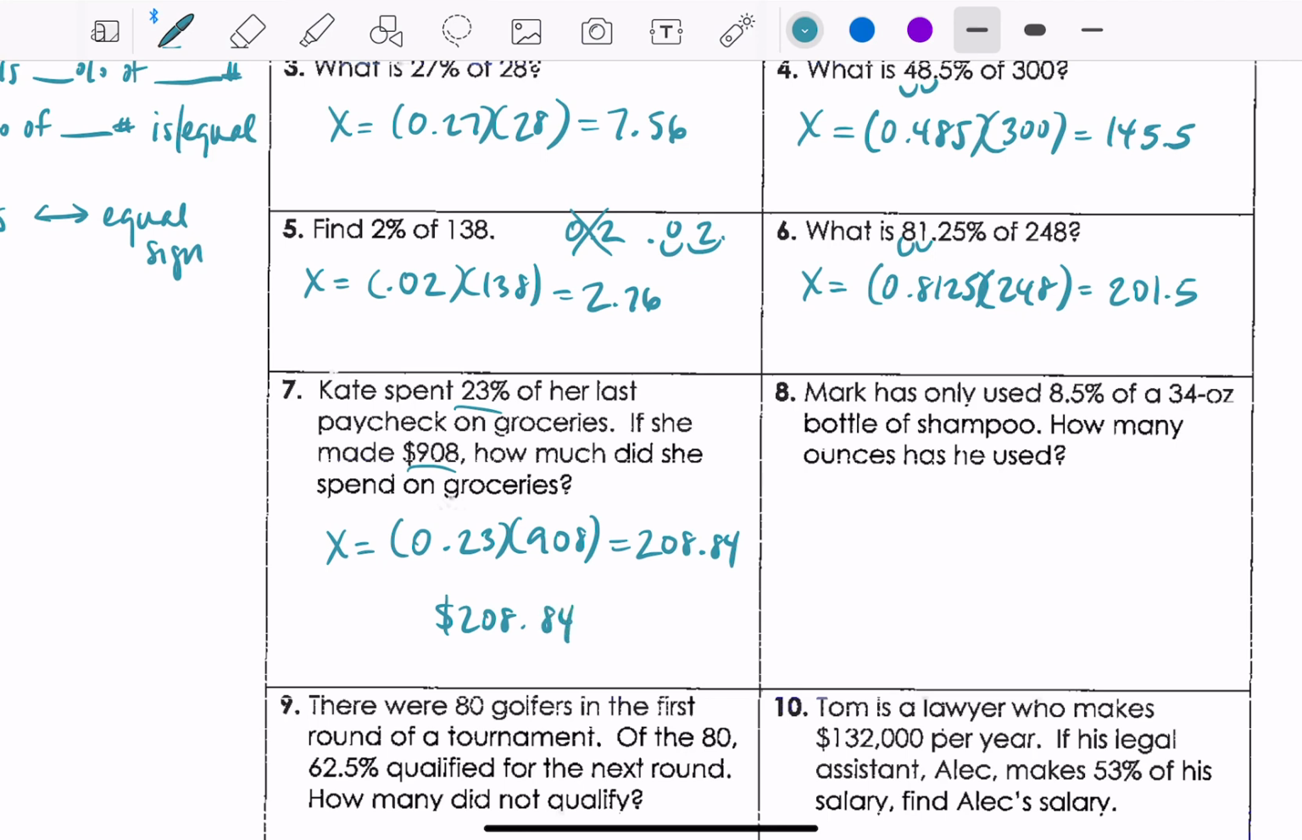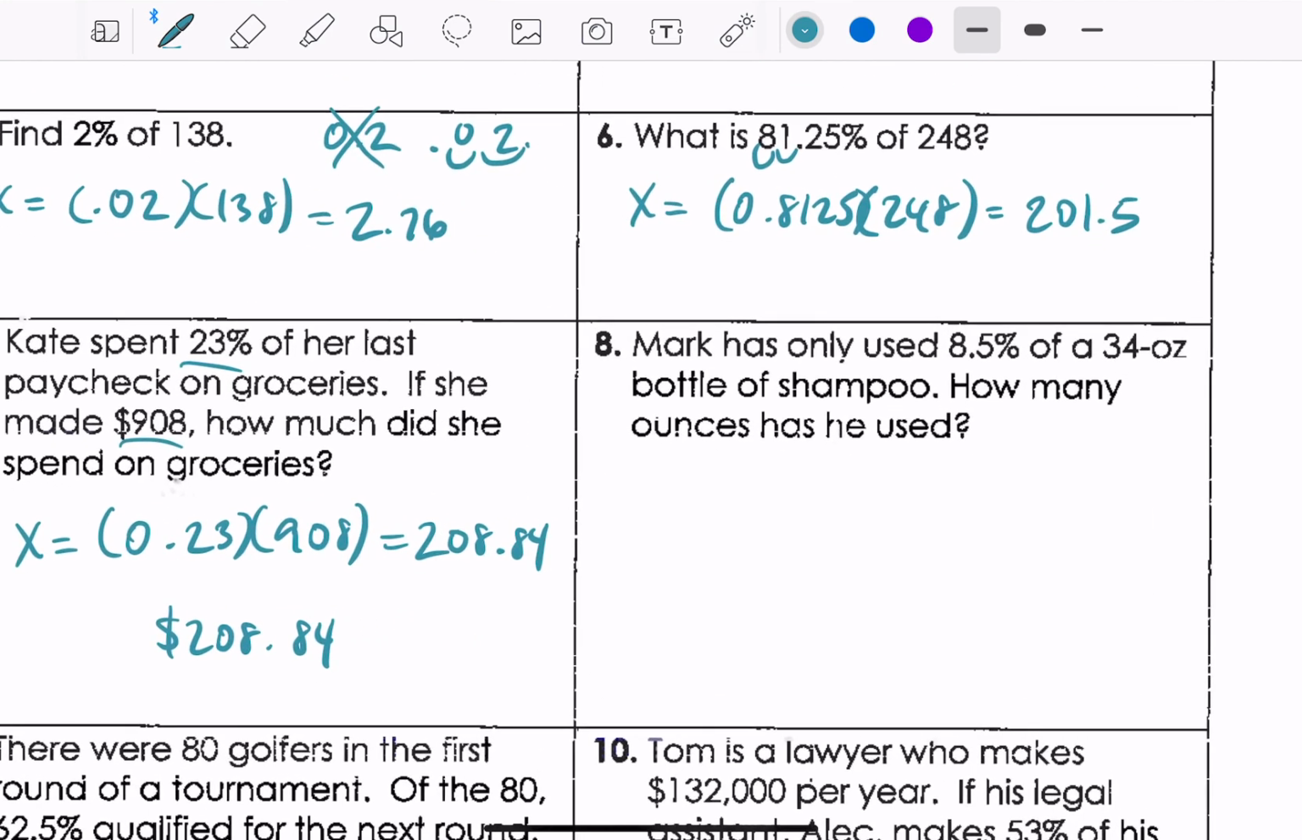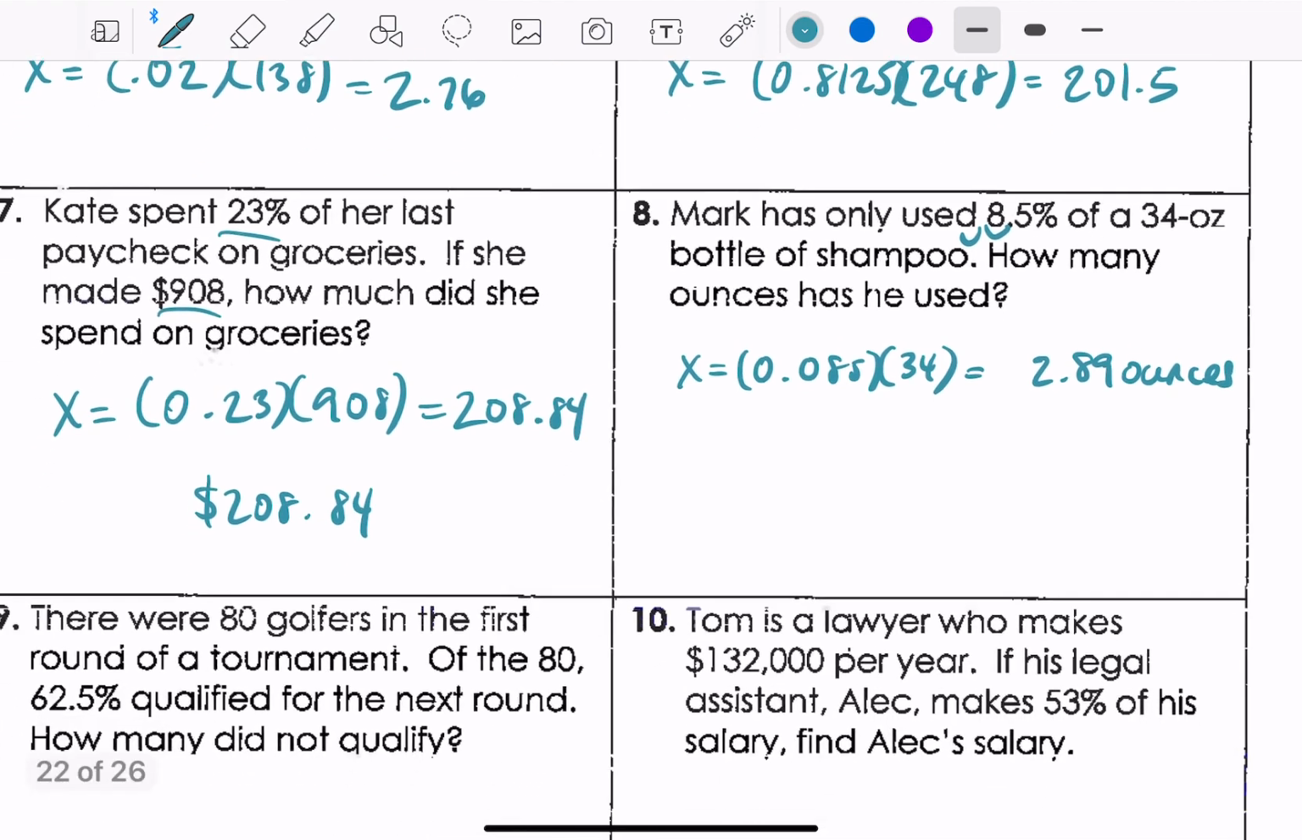There's a label for this one since it's a word problem. Mark has only used 8.5% of a 34-ounce bottle of shampoo. How many ounces has he used? So he's used 8.5%, so I want to figure out how many ounces that is. So x equals, this is another one of those single-digit percents, so 0.085. There's going to be a 0 because you're moving it 2 places. You've got to get a 0 in front of that 8. And it's a 34-ounce total. That's how much was in the bottle. That's the whole. So the answer is 2.89. 2.89 ounces is 8.5% of the bottle. That's how much he used.